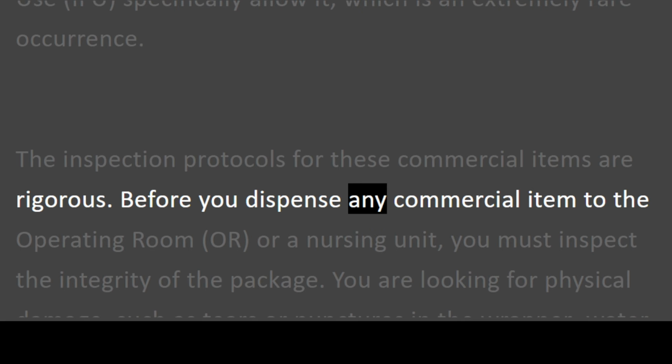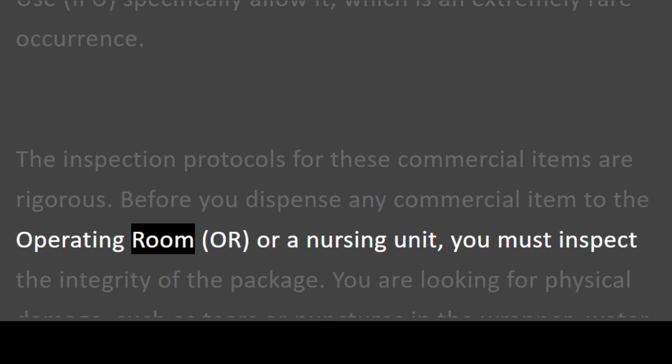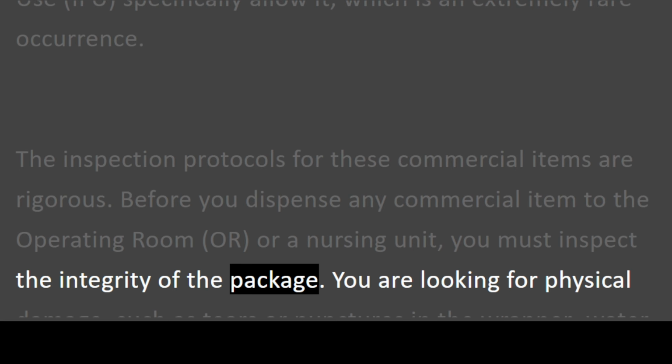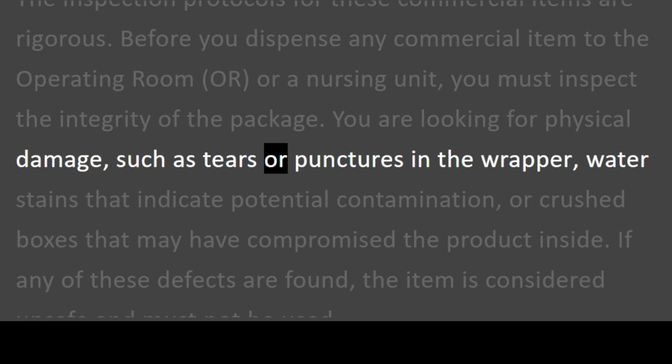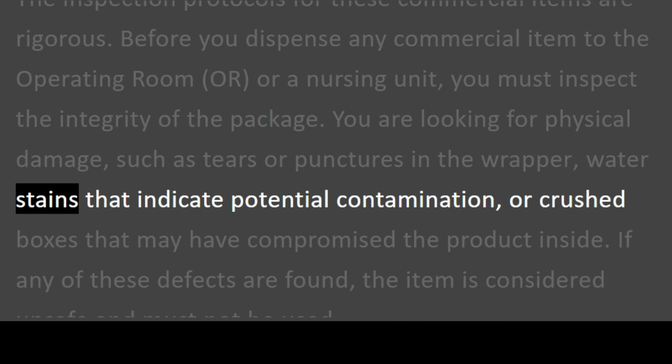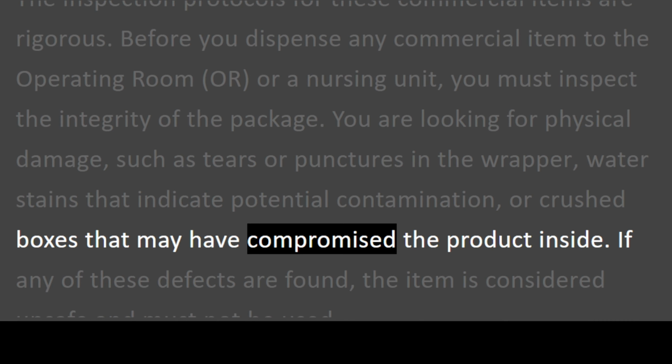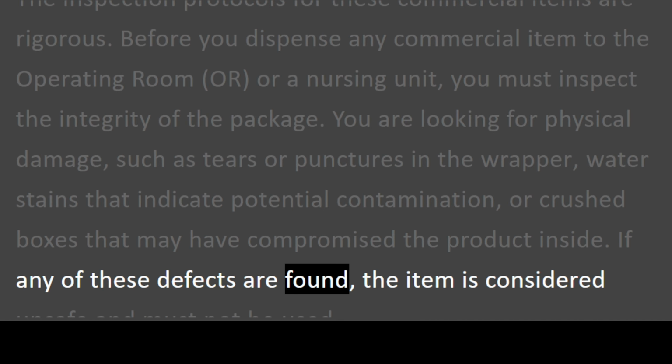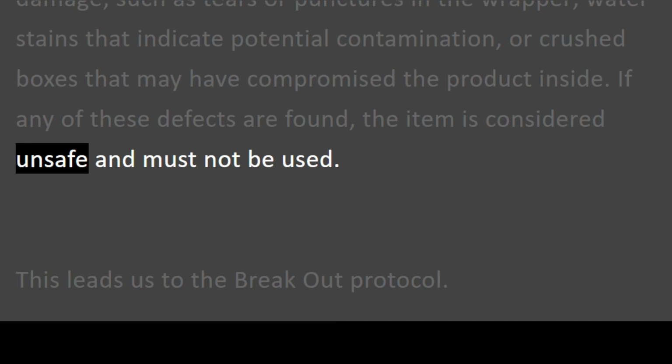Before you dispense any commercial item to the operating room, or a nursing unit, you must inspect the integrity of the package. You are looking for physical damage, such as tears or punctures in the wrapper, water stains that indicate potential contamination, or crushed boxes that may have compromised the product inside. If any of these defects are found, the item is considered unsafe and must not be used.